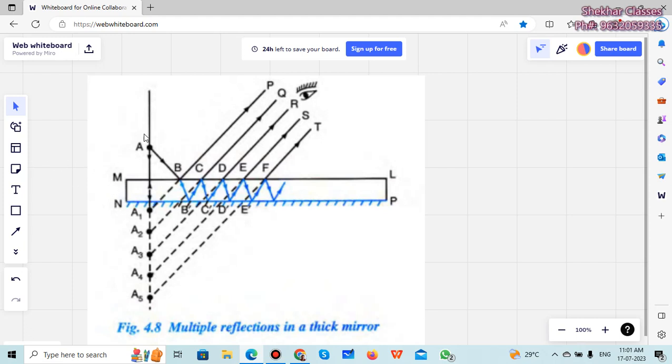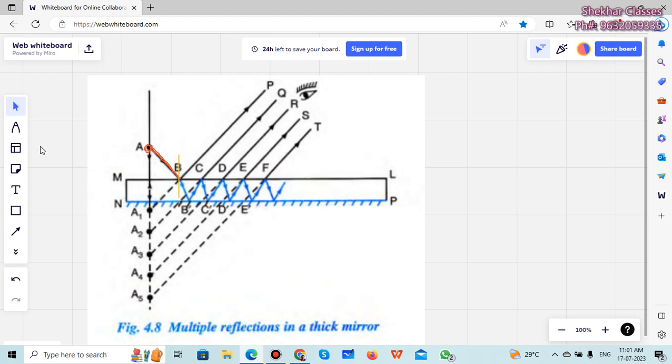So take an example that there is a source of light which is over here. This is the source of light, so the light comes from A and is incident on the front surface of the mirror at this point B. Then we draw the normal. Remember, when we draw the normal, it will help us know whether the light is bending or not. So you can see I draw a normal here.